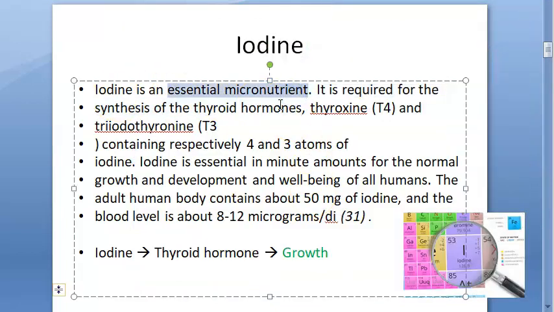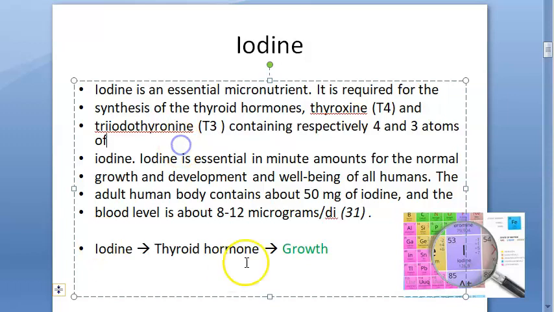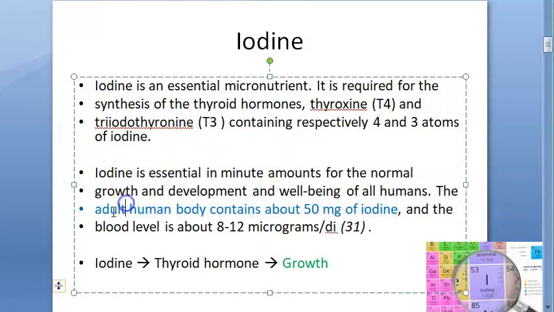Iodine is an essential micronutrient. It is required for the synthesis of thyroid hormone. Thyroid hormones are T3 and T4, and they help in growth. Do you know that our body already has 50 milligram of iodine?